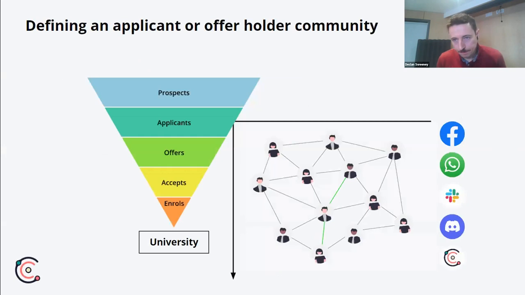Moving on. So what do we mean by a community, by an applicant or an offer holder community? Now, it's fairly self-explanatory. We're talking about an incoming cohort of students. Can be thousands of students. They can be across, as I mentioned, PG, international, and home undergrad. Universities typically host these communities across different social channels and platforms, so Facebook, WhatsApp, Discord, Slack. People try different things, or more custom communities like a CampusConnect environment.